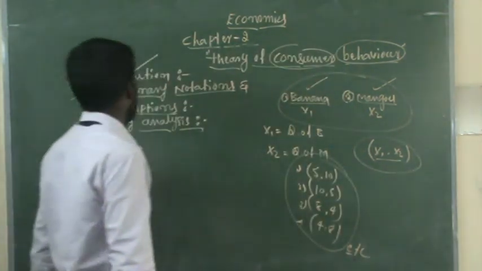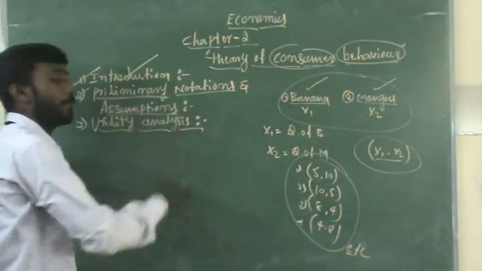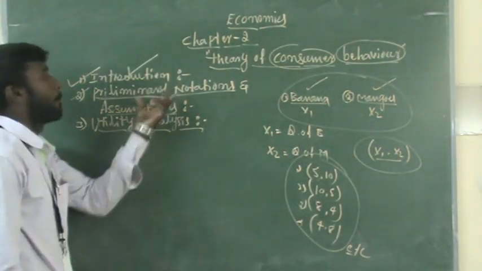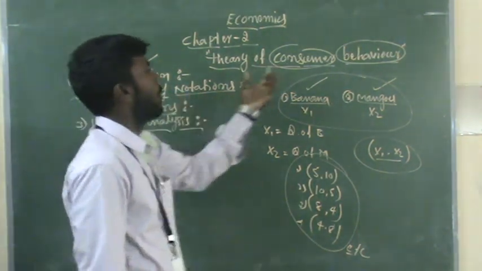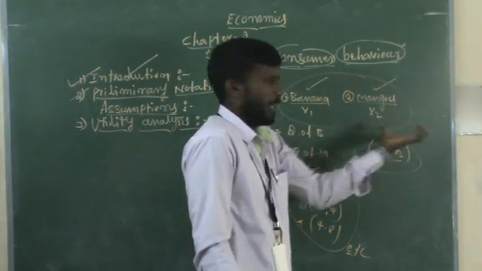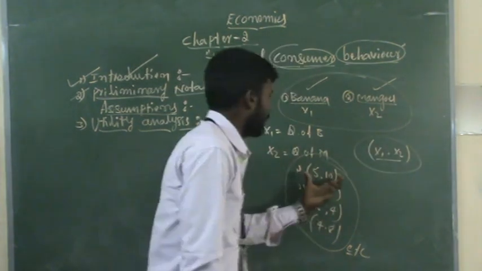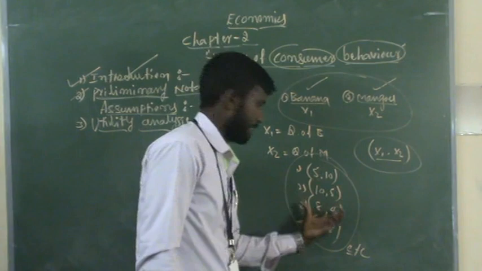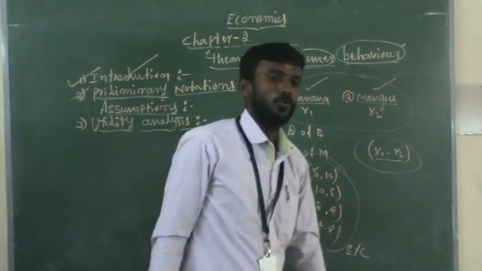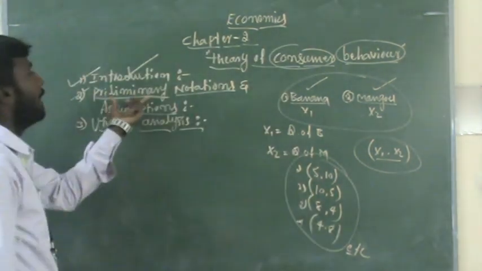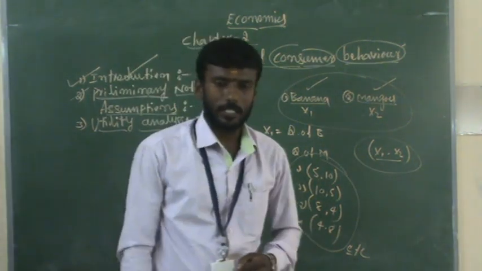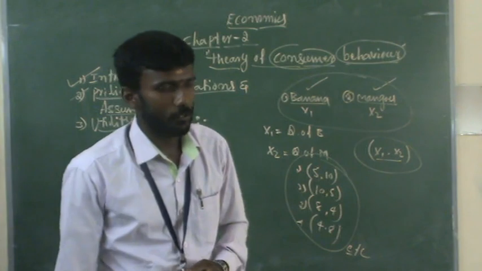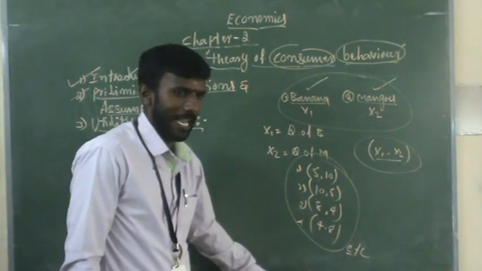Here, what are we going to call this? These are preliminary notations, ಪ್ರಾಥಮಿಕ ಸಂಕೇತಗಳು. Banana and mango are simply x1, x2. Simply then 5, 10, 10, 5, 8, 4, like that. We are going to make the preliminary notations. Right? By giving such preliminary notations, we explain and analyze this.